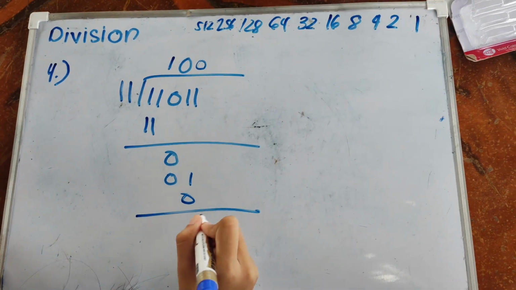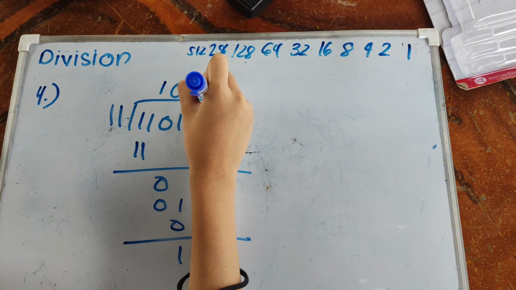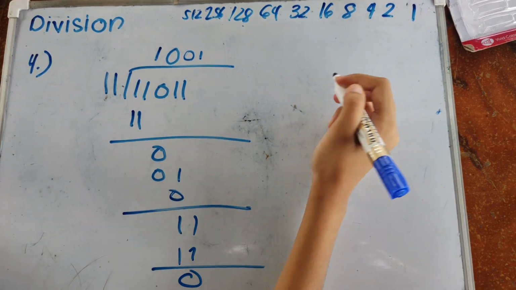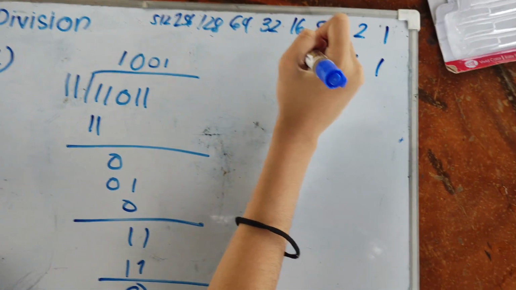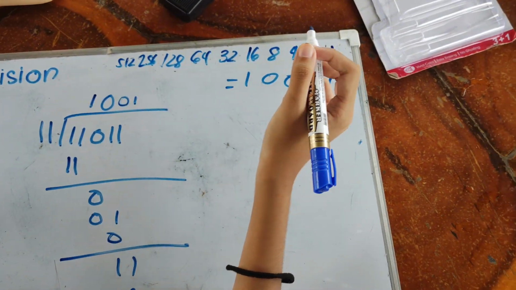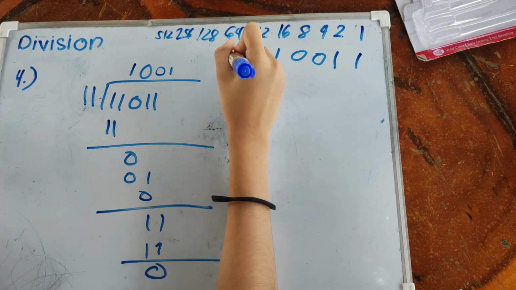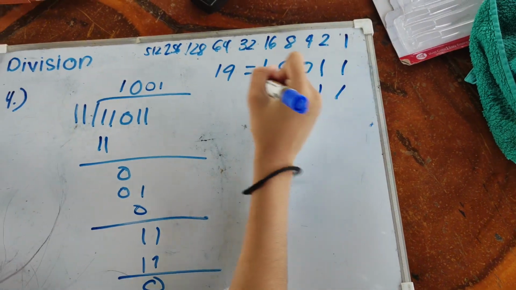You bring down 0, and 0 divided by 11 cannot be, so you put 0 above the dividend. Once again, 0, bring down 1. It cannot be, so you put another 0 above the dividend, and then bring down 1. That is equal to 11. It is equal to 11, the divisor, so you put 1. 1 multiplied by 11 is 11, minus 11, which is 0.